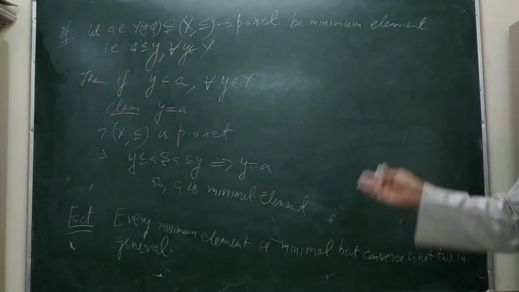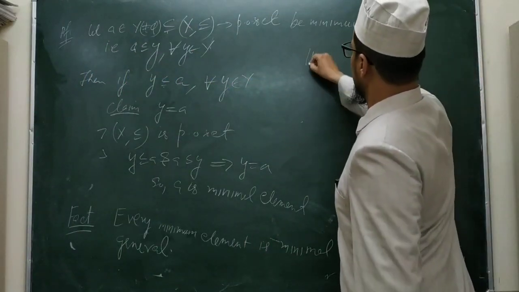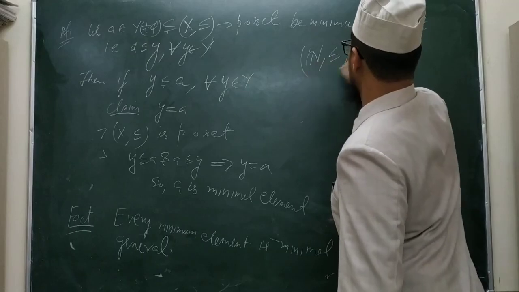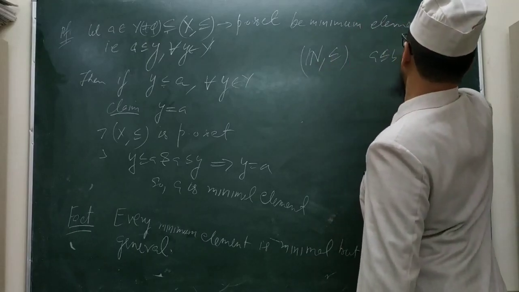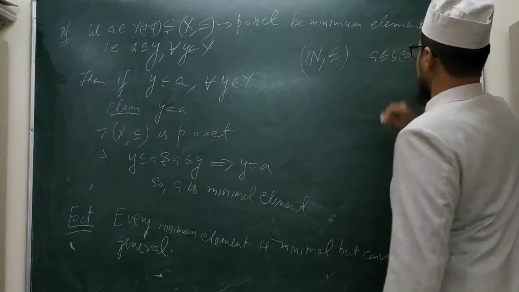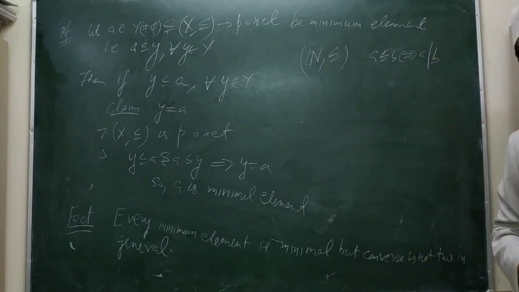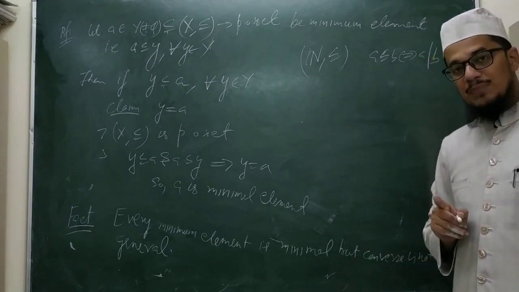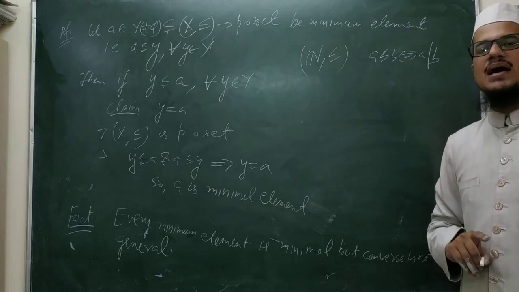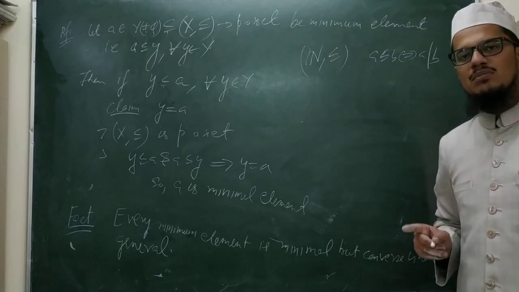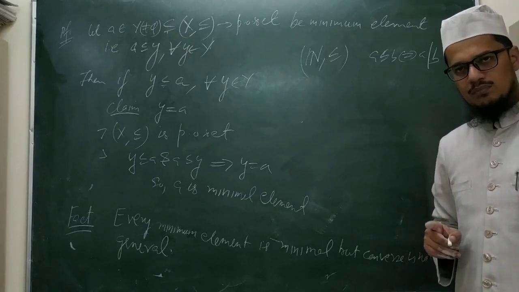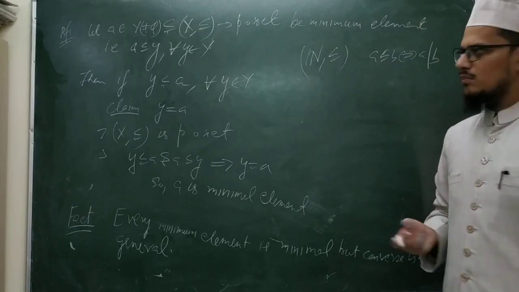As we have seen already, in the set of natural numbers, if you define the operation like this, A less than or equal to B only if A divides B, you can see that every prime number is a minimal element, but every prime number is not minimum. Correct? Only one is minimum.